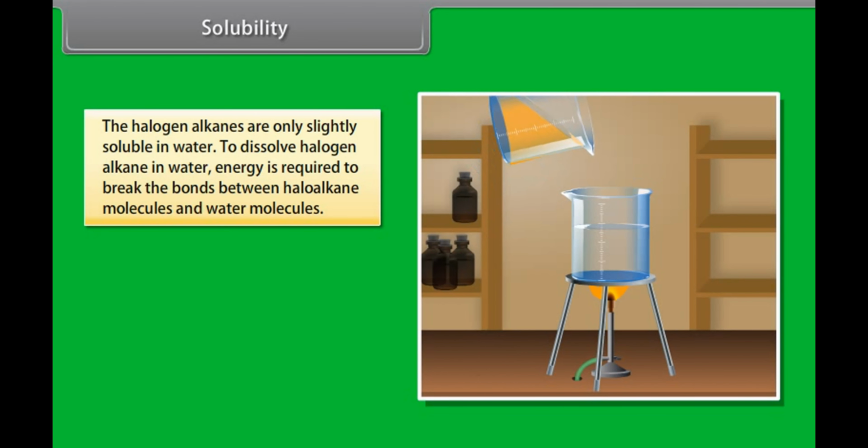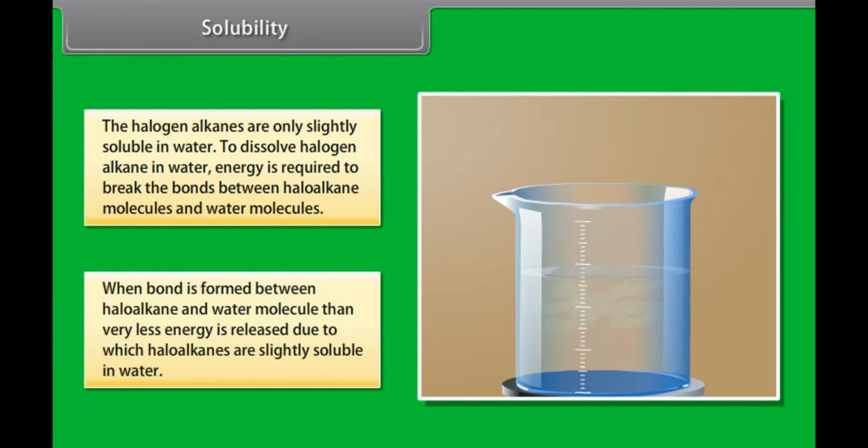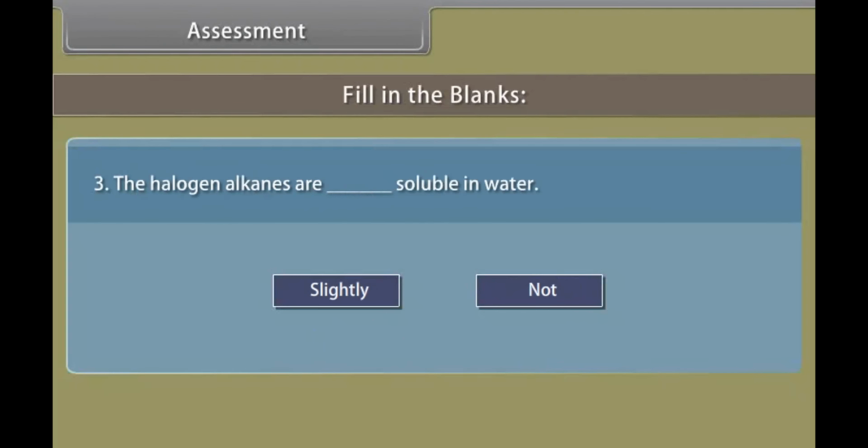Solubility. The haloalkanes are only slightly soluble in water. To dissolve haloalkane in water, energy is required to break the bonds between haloalkane molecules and water molecules. When bonds are formed between haloalkane and water molecules, very little energy is released, due to which haloalkanes are slightly soluble in water. Haloalkanes are soluble in organic solvents such as ether, alcohol and benzene because the energy released and required are the same. Did you know?